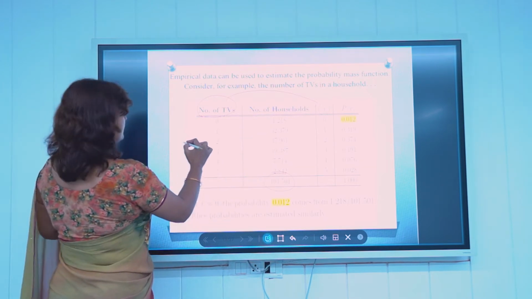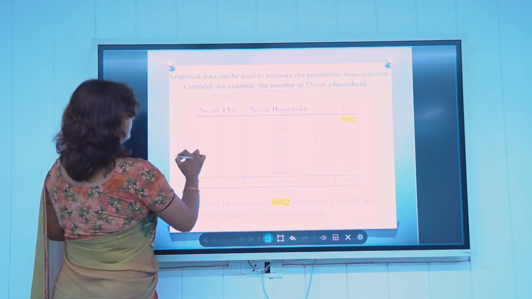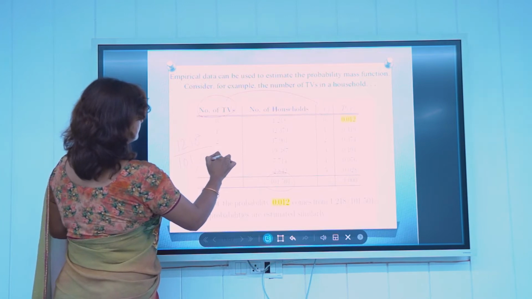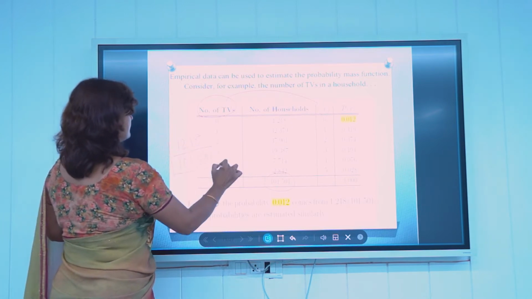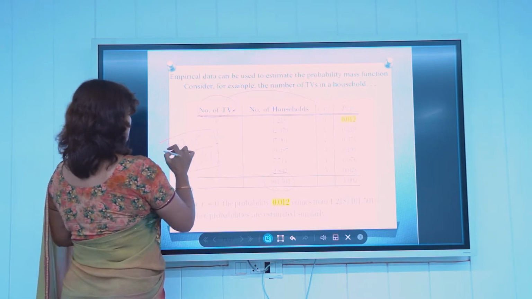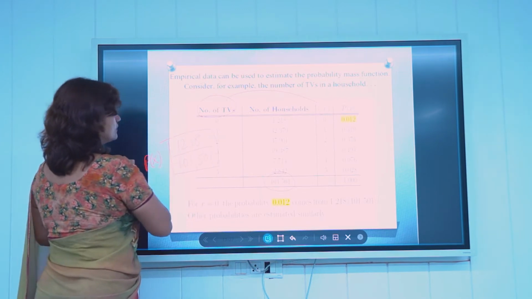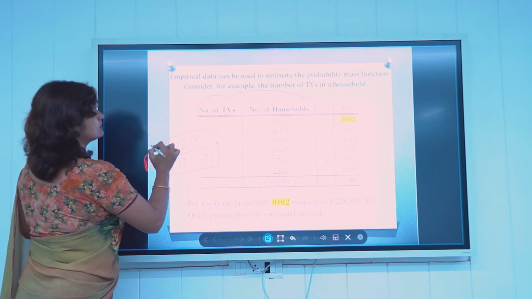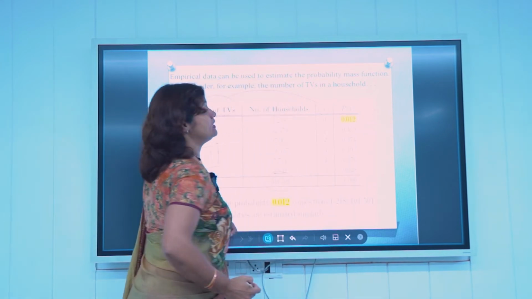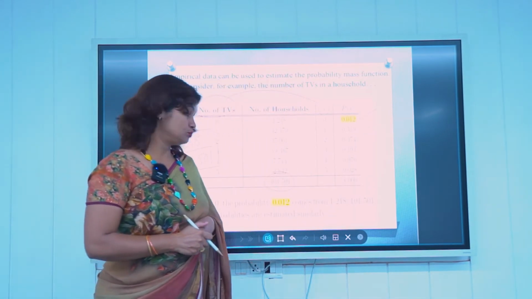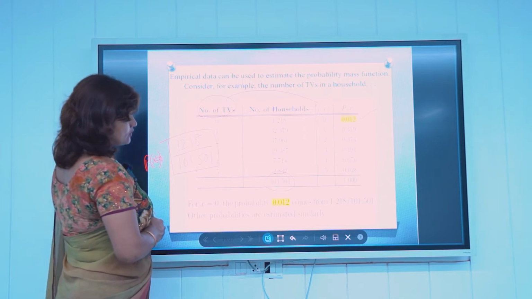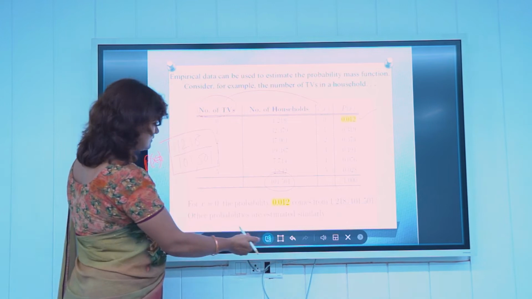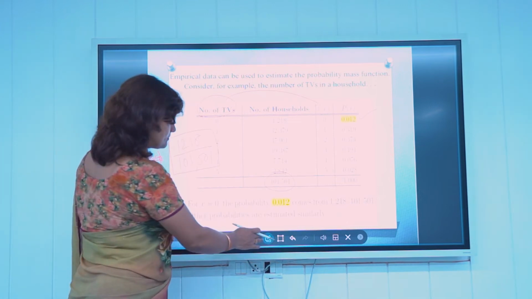divided by the total number, and this amounts to the probability at x equal to 0. So this way we calculate it to be 0.012. For x equal to 0, the probability 0.012 comes from this division. Other probabilities are estimated similarly.